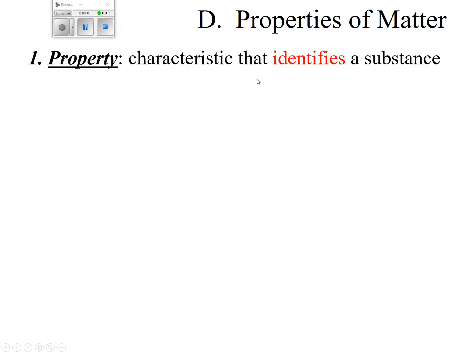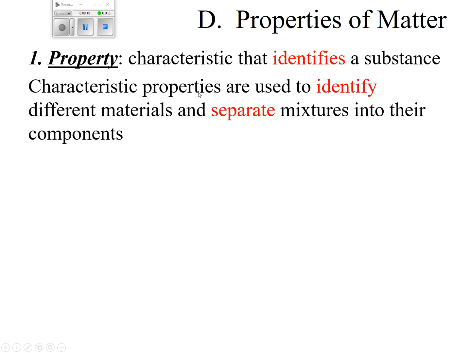All right, ladies and gentlemen, properties of matter. It's a characteristic that identifies a substance. It's used to identify the substance so we can separate them into mixtures, or we know what it's going to react with if we know the properties.